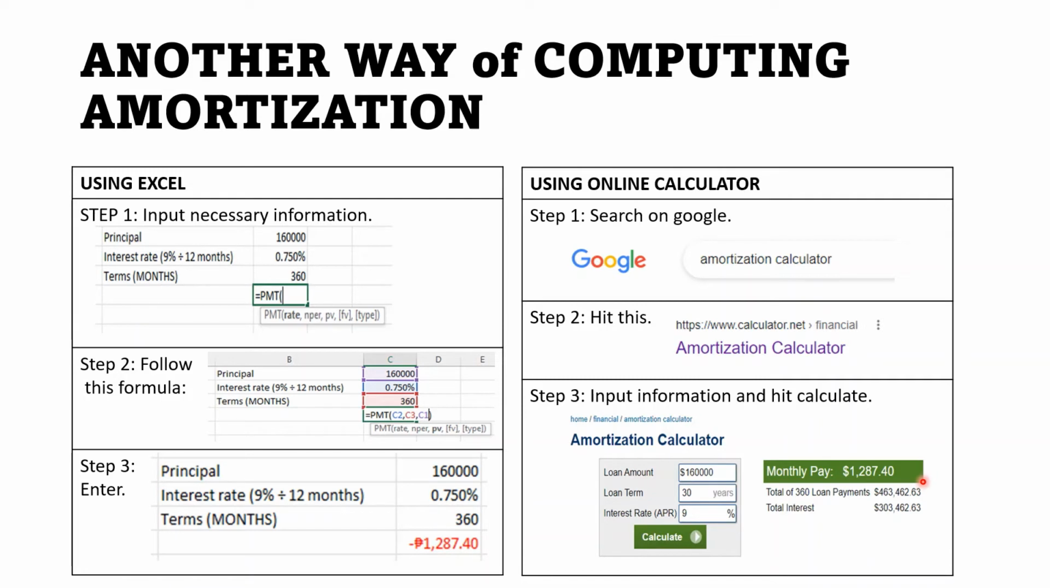In this amortization schedule, they are also providing the total loan payments, the monthly payments, the interest plus the principal. So that is 463,462 pesos and 63 centavos. And the total interest is 303,462 pesos and 63 centavos.